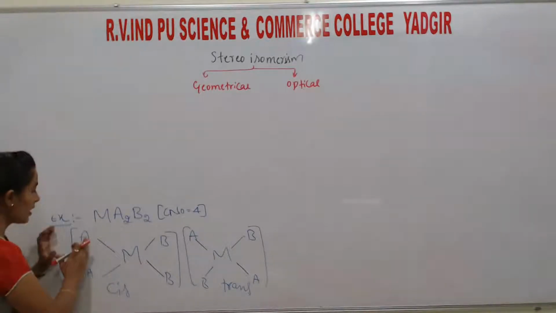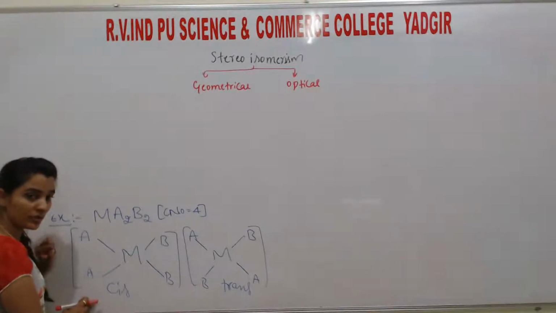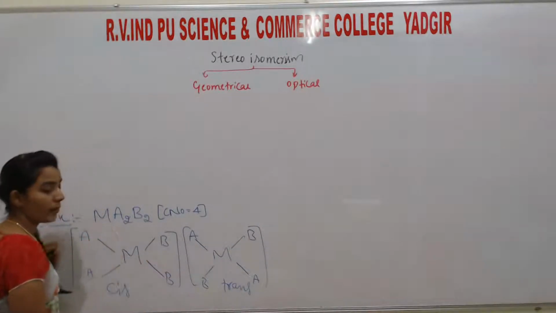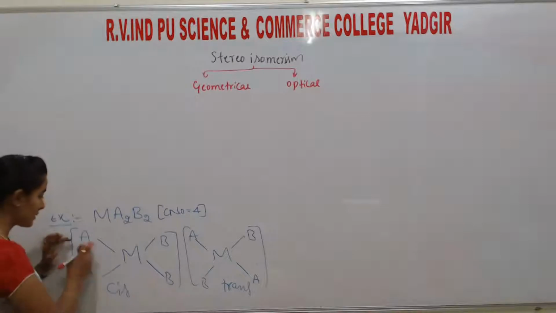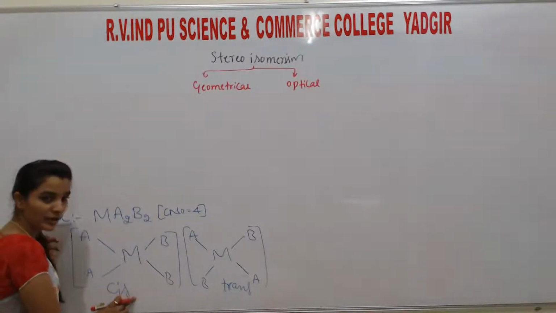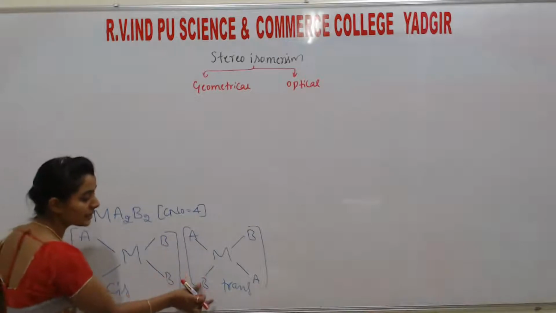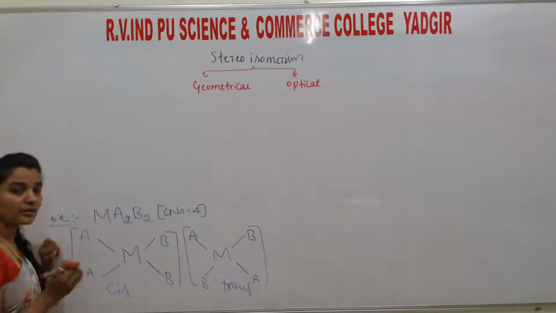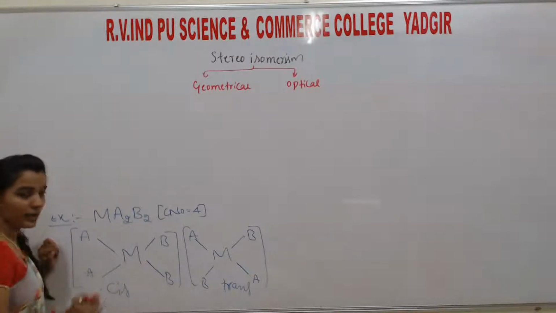Here the arrangement of atoms is adjacent to each other. Here the arrangement of atoms is opposite to each other. Here the same ligands, identical ligands, are on the same side, then they are called cis isomers. If the identical ligands are on the opposite side, then they are called trans isomers. So this is the example.